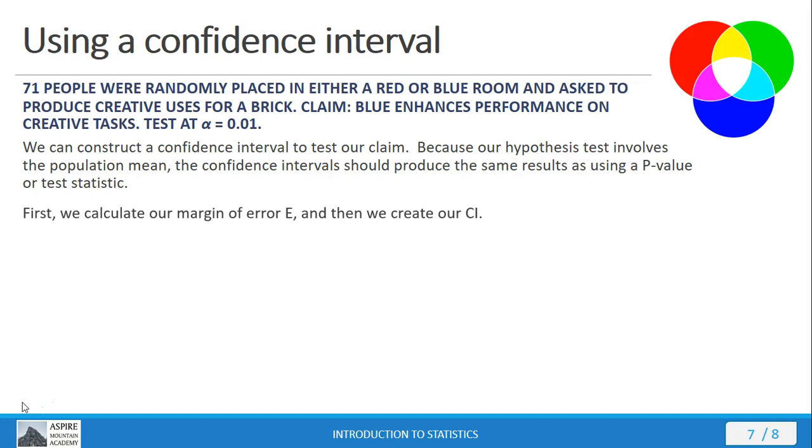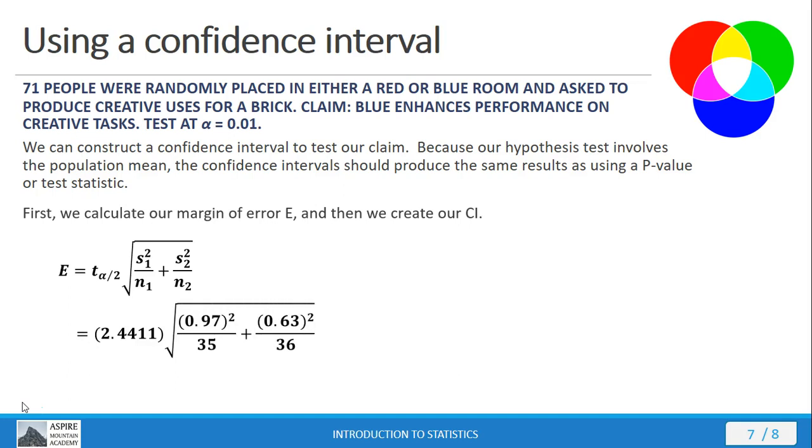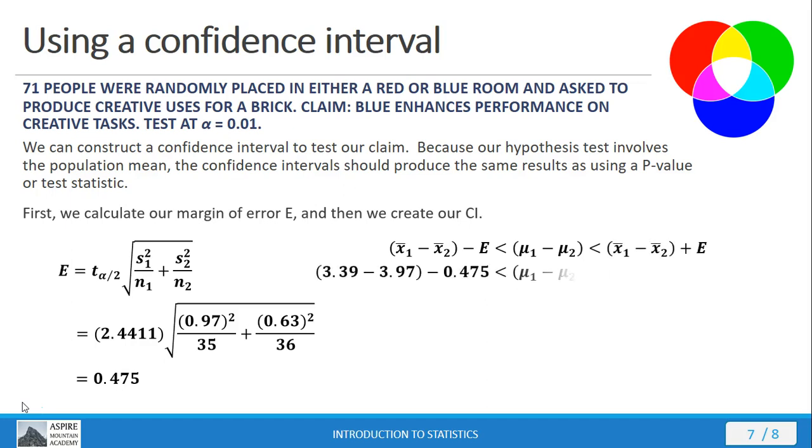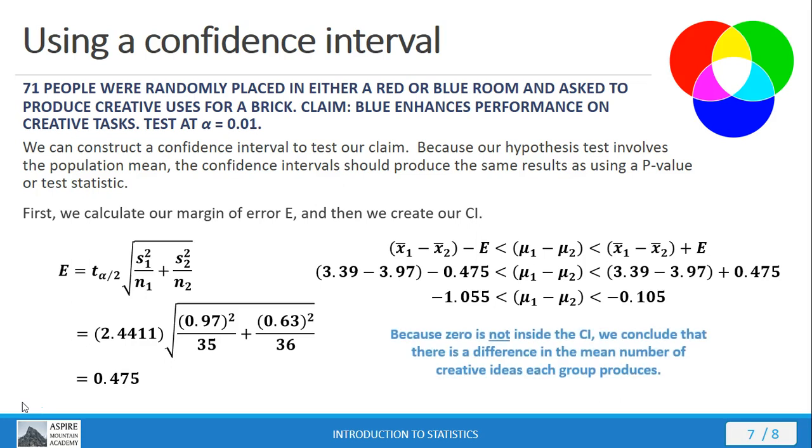So first we calculate our margin of error, and then we can plug that into our general form to create our confidence interval. So here's the formula for margin of error, and we plug in what we've got. So our t alpha over 2, that's a critical value with a two-tailed test. That comes out of our t-distribution, and then the other values we had from that sample table that we saw earlier. Out comes 0.475 for our margin of error. So then there's the general form. We plug in the values that we have into the general form, and then solve for our lower and upper bounds, and we get what you see here on the screen.